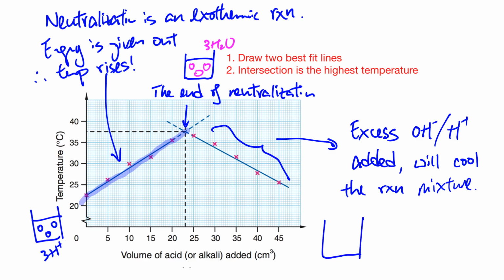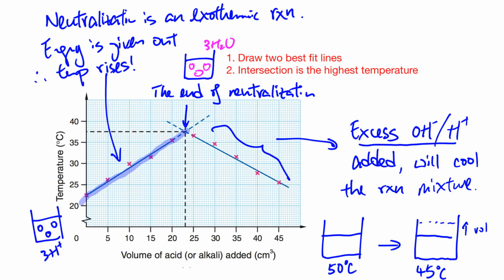Basically, if we have a solution like this, now at 50 degrees Celsius, and I don't care what kind of chemical you add to it, you just increase the volume here. Definitely the energy will disperse to the newly added solution, so therefore the temperature will drop, for example drop 5 degrees Celsius like this. So excess OH minus or acid added will only result in the dropping of the temperature, because the neutralization reactions have already completed.